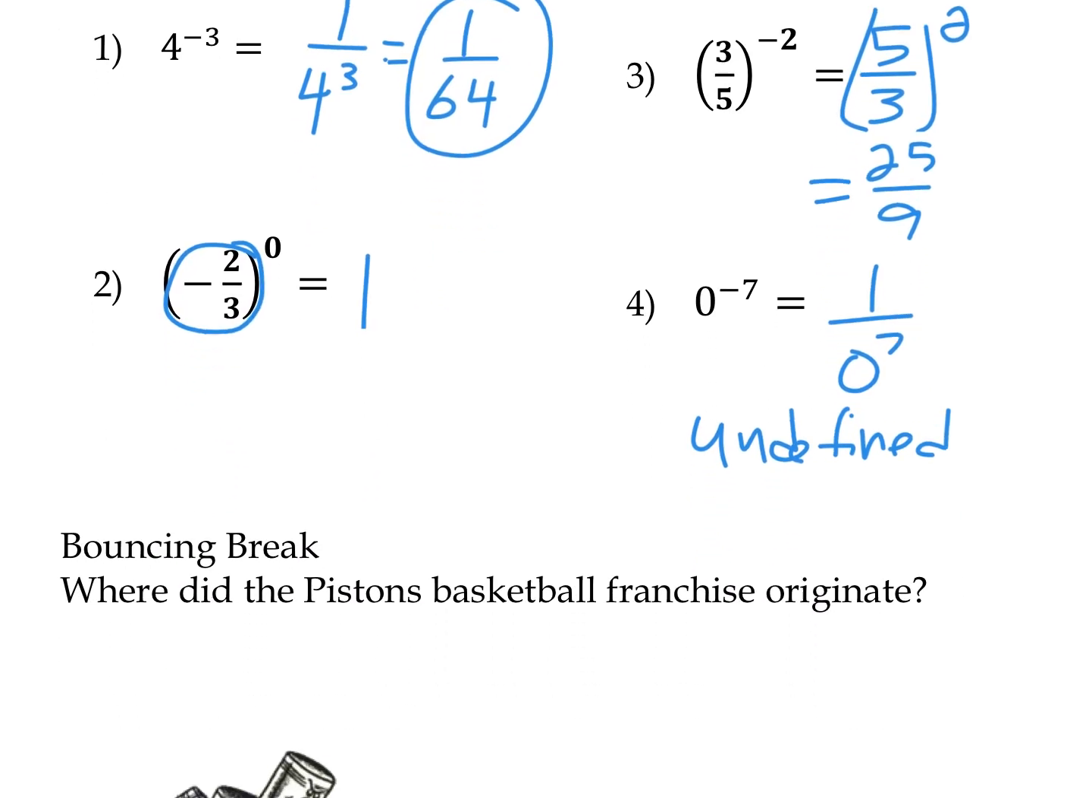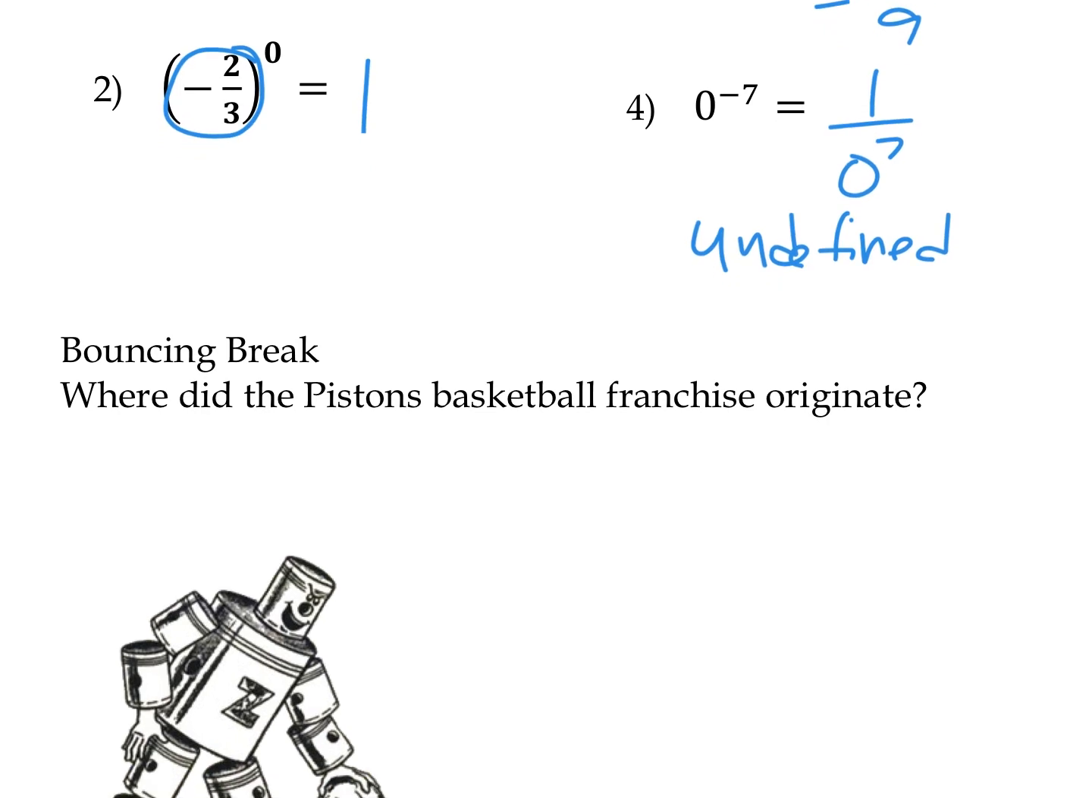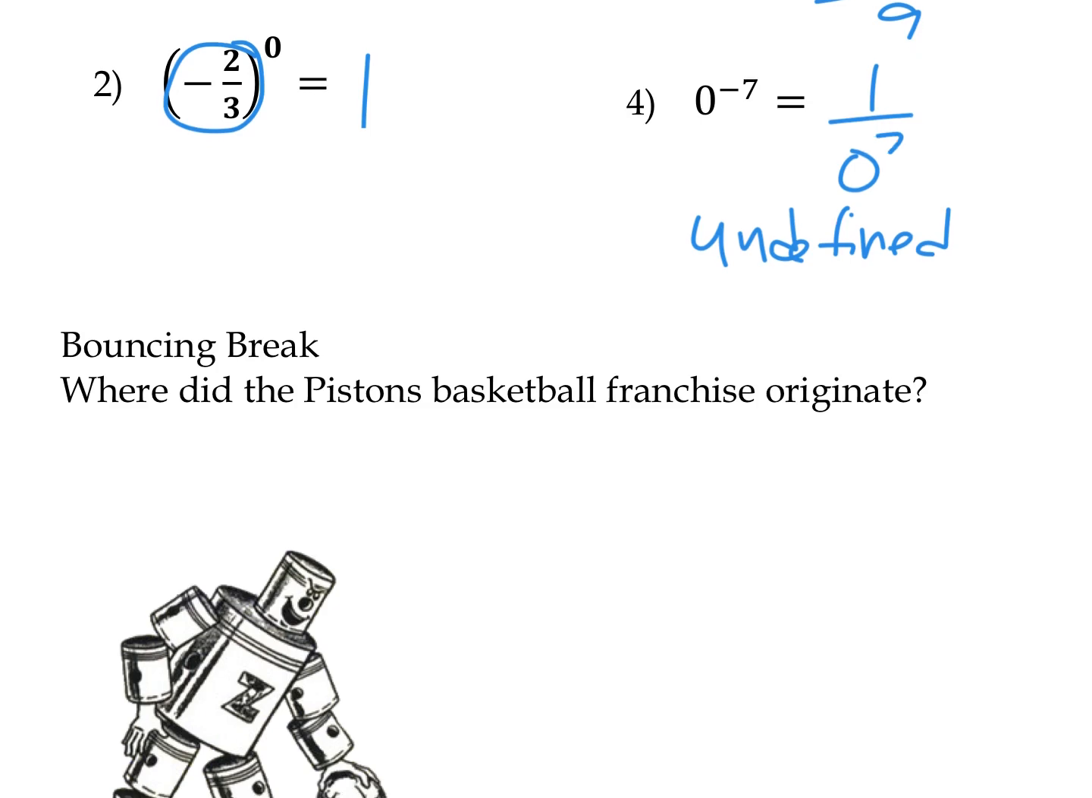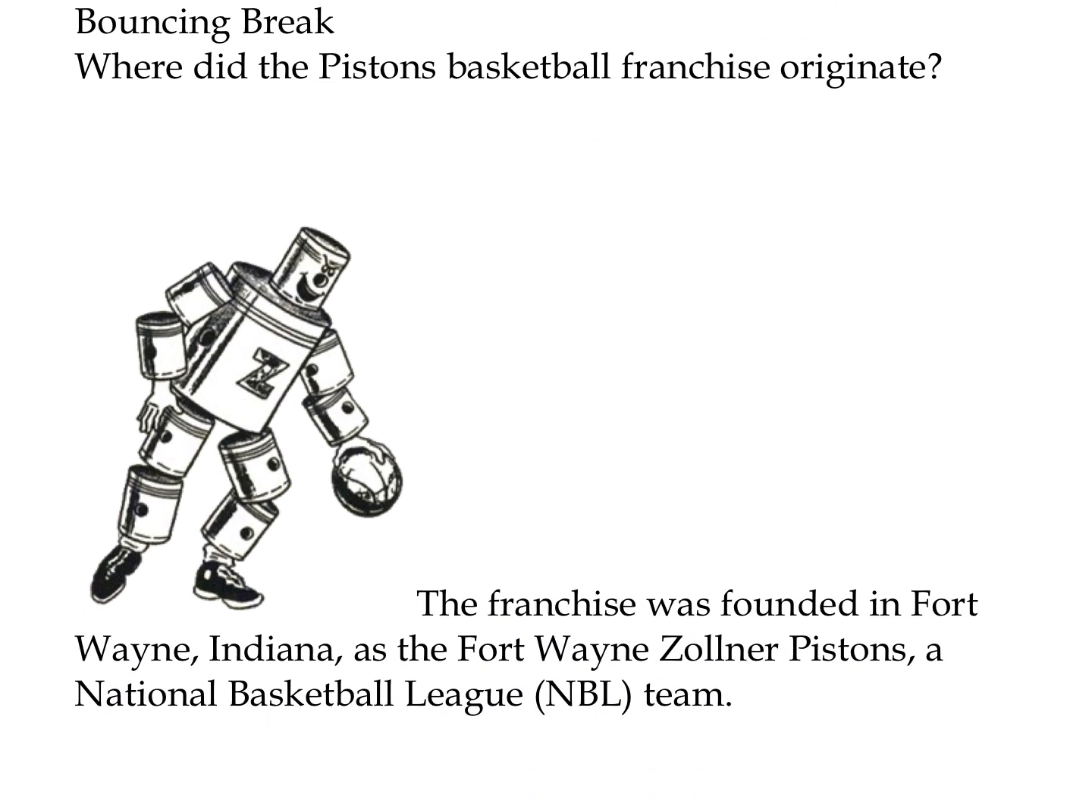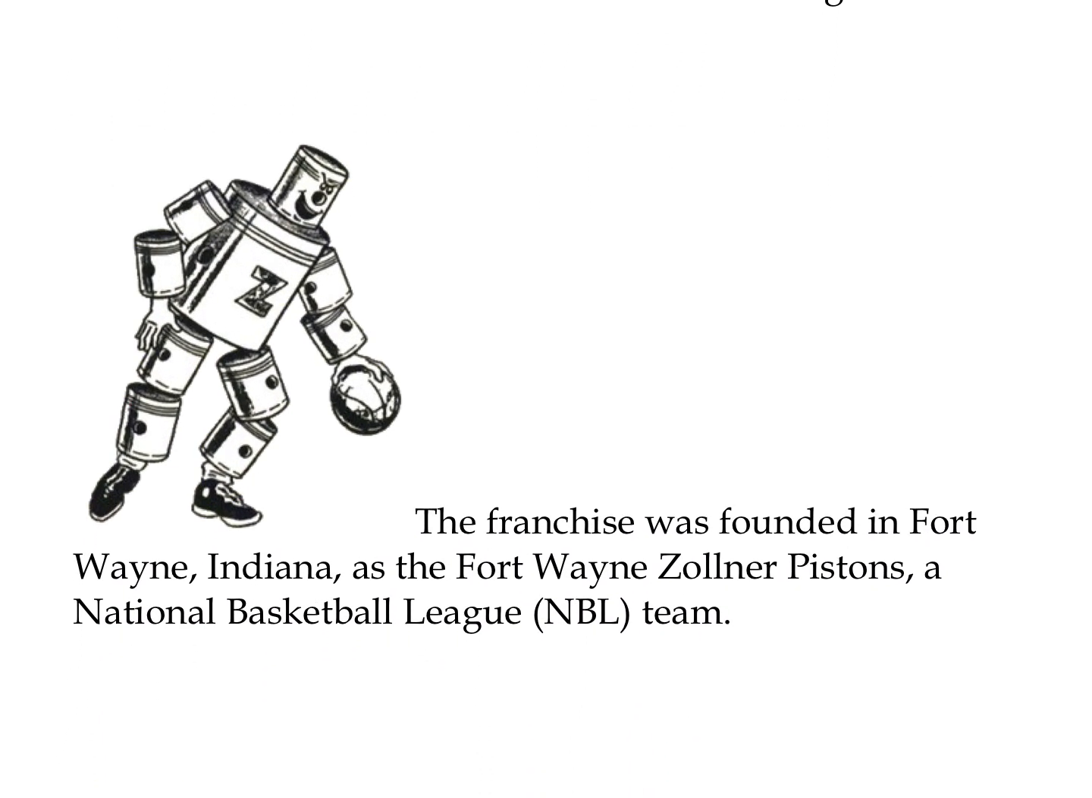All right, before we see some more examples with 0 and negative exponents, where did the Pistons basketball franchise originate? I'm going to show you the rest of that logo there. That was their original logo. The Pistons weren't in Detroit originally. They were in Fort Wayne, Indiana. And that was their original mascot.